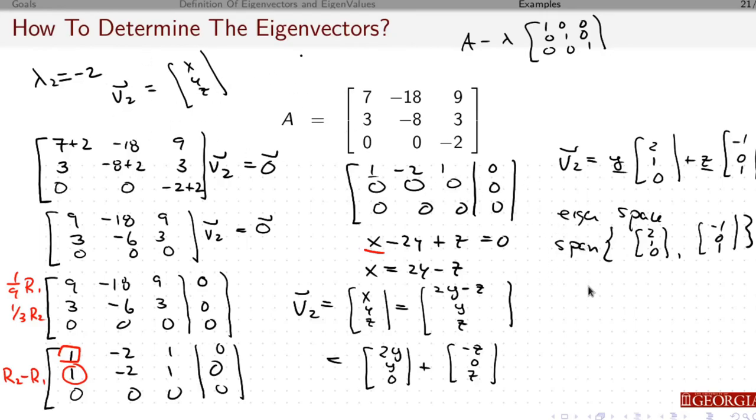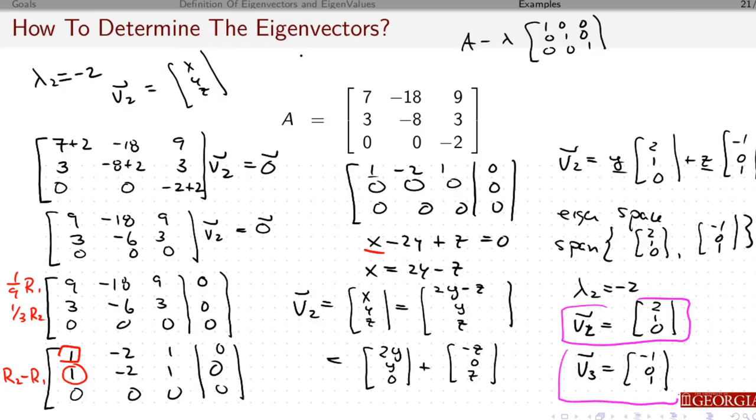And the way we would present this is, because that's kind of confusing, so we're going to make it even more confusing by hiding what we're doing. I would say lambda 2 is minus 2, that's the eigenvalue. There are two eigenvectors, oops, we already have a lambda 1, or v1. v2 is 2, 1, 0, and v3 is minus 1, 0, 1. And what I'm doing here is these two vectors form a basis for the eigenspace.